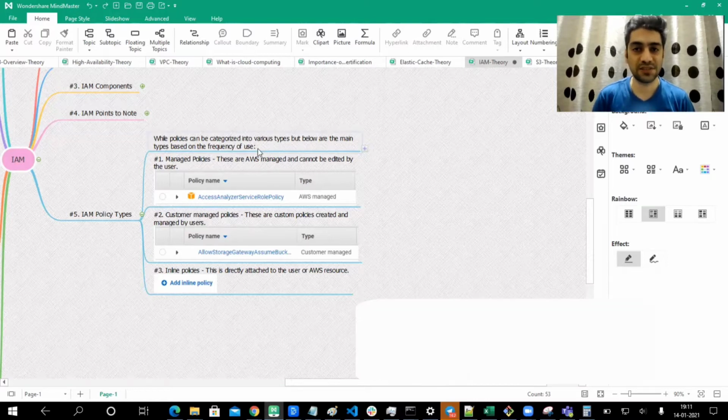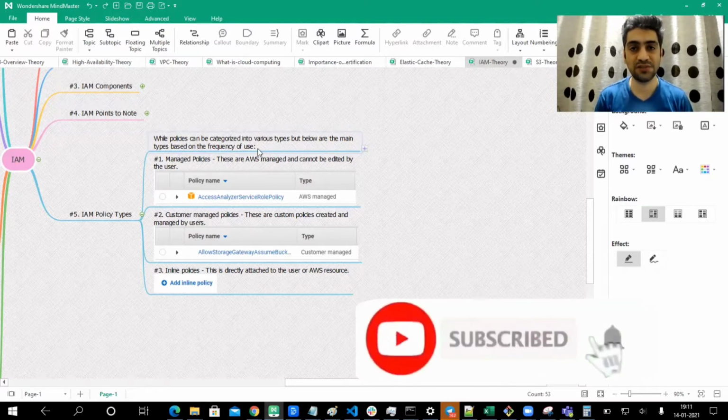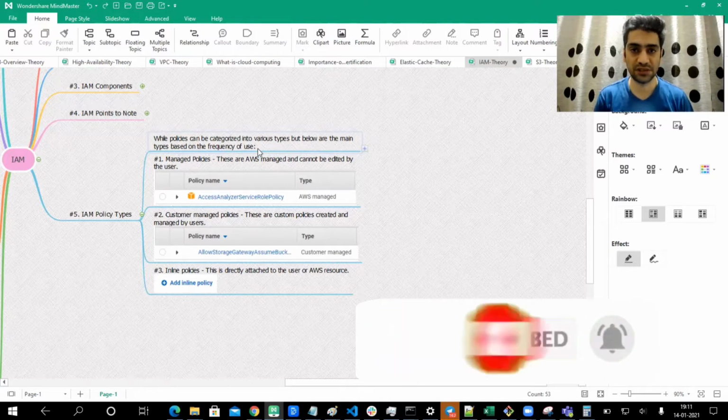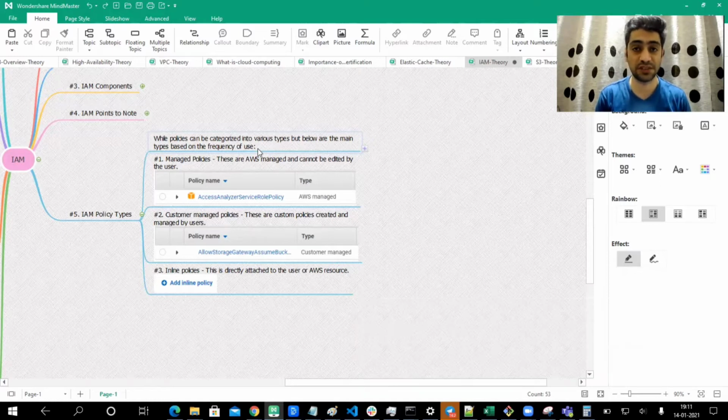Remember, in the previous lectures we had discussed policies which have defined permissions, where you write which services are allowed and which services are being denied. Now, talking about the types, those are based on the categories that we are going to talk about now. Those are different types based on the frequency of use.